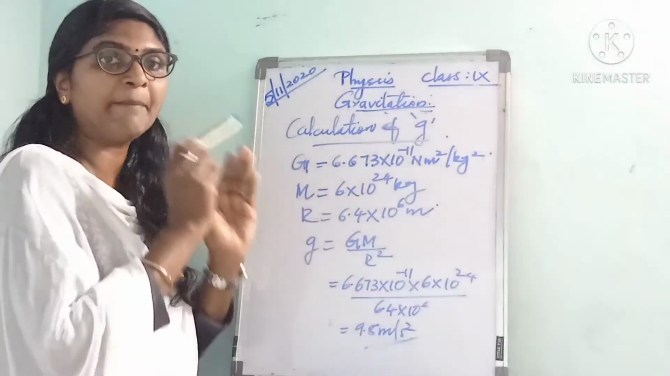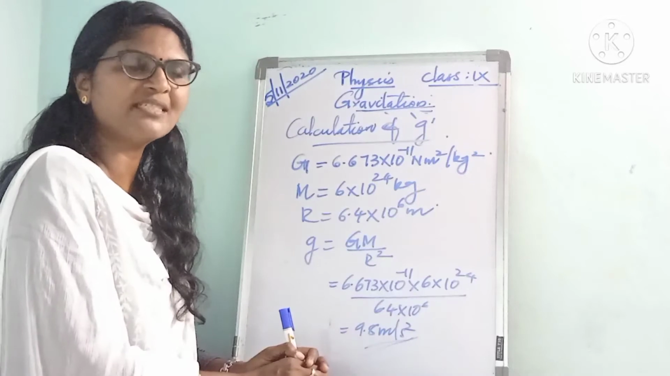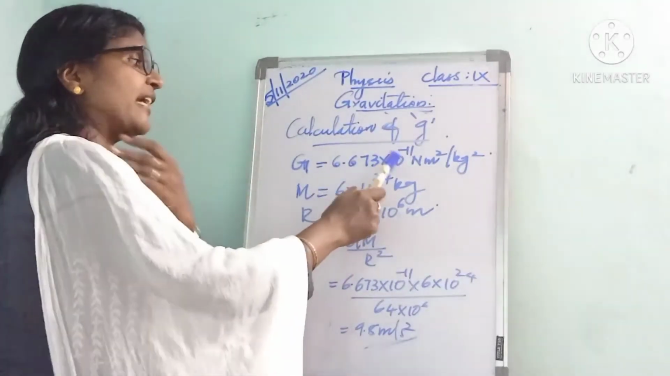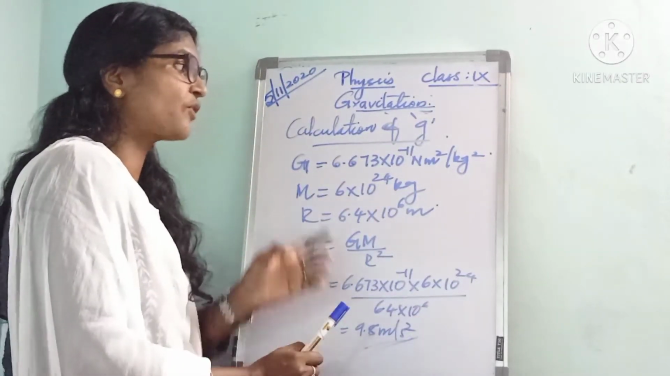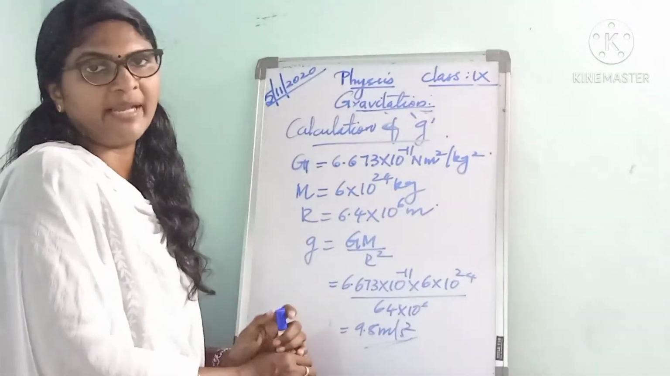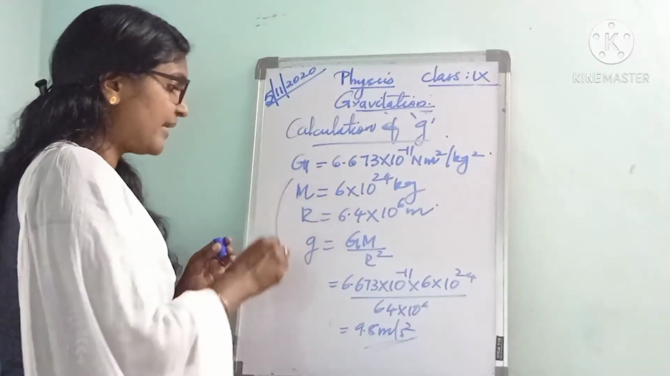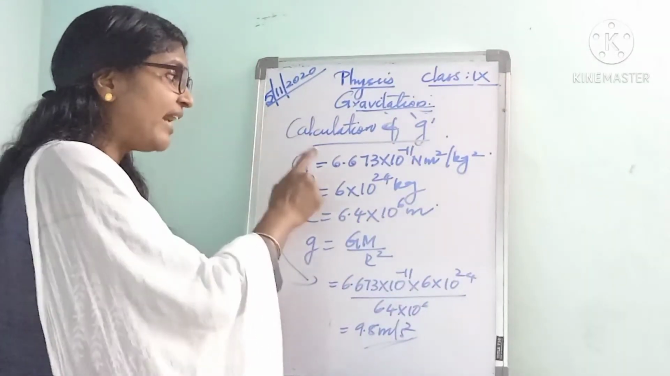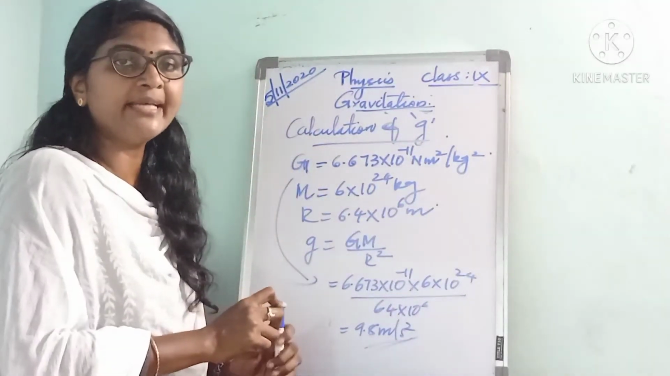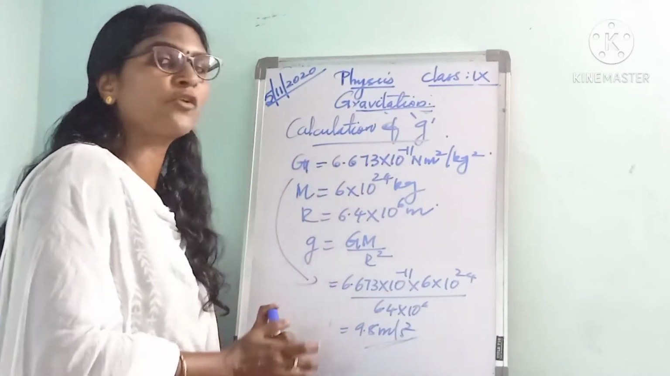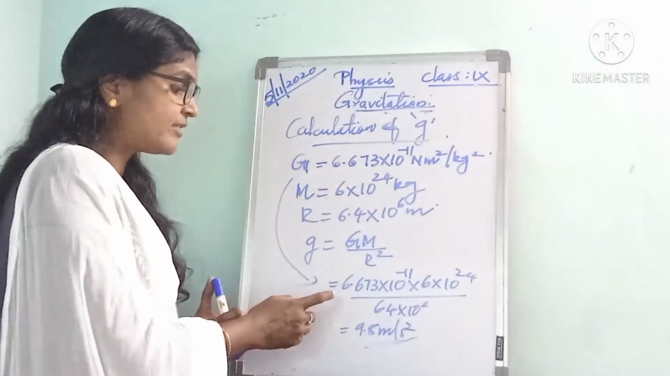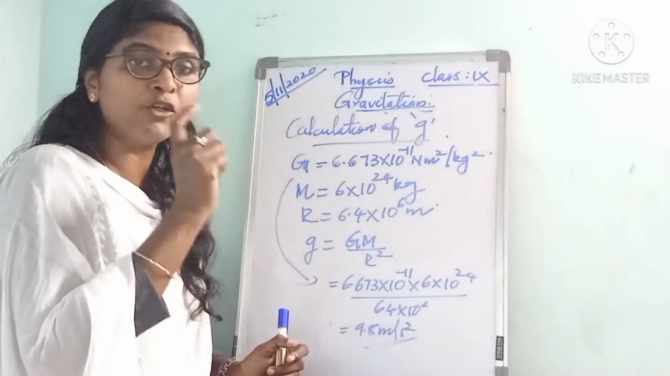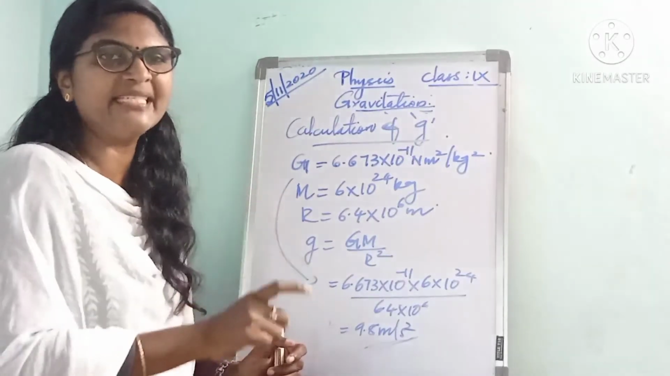Then what is the value of capital G? The universal gravitation constant is 6.673 × 10^-11 Newton meter square per kilogram square. Don't confuse capital G with small g. Capital G is the universal gravitation constant and it has a value of 6.673 × 10^-11 Newton meter square per kilogram square. And the value of small g, that is acceleration due to gravity, is 9.8.